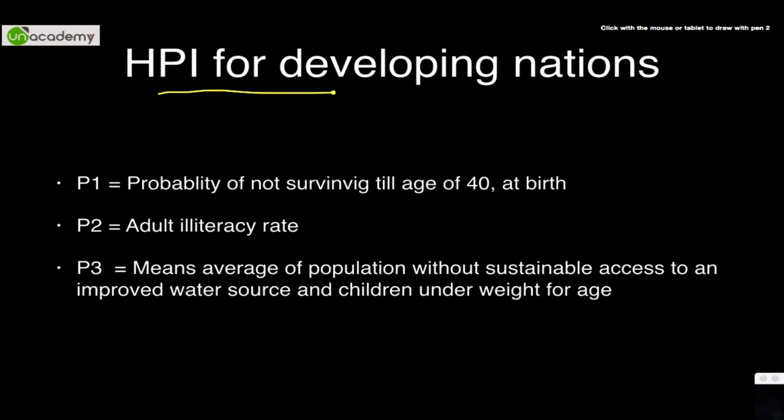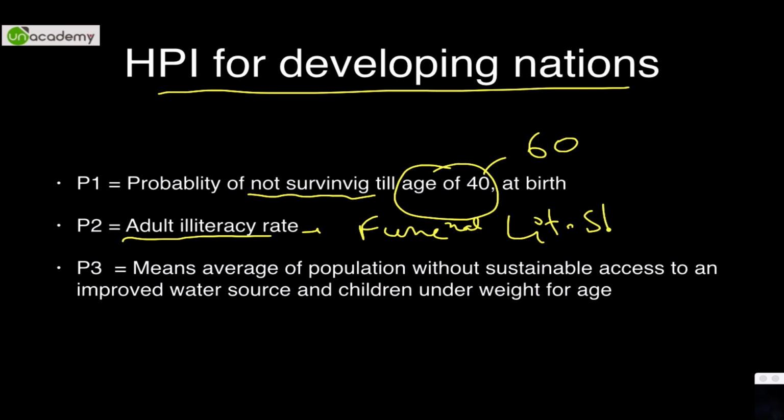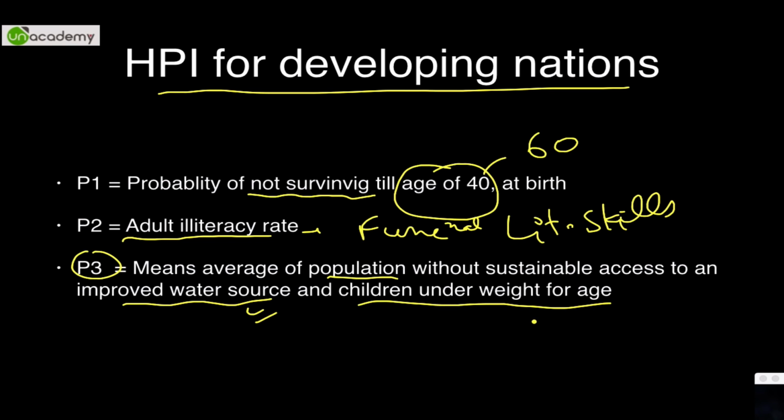Now HPI-1 for developing countries includes P1, the probability of not surviving till the age of 40. In the case of developed countries, it is 60. Then P2 includes the adult illiteracy rate. In the case of developed countries, it is functional literacy skills. And finally, P3 includes the population living without an improved water source and children underweight for age. This is a mean, so basically without any weights, the average is taken of these two.